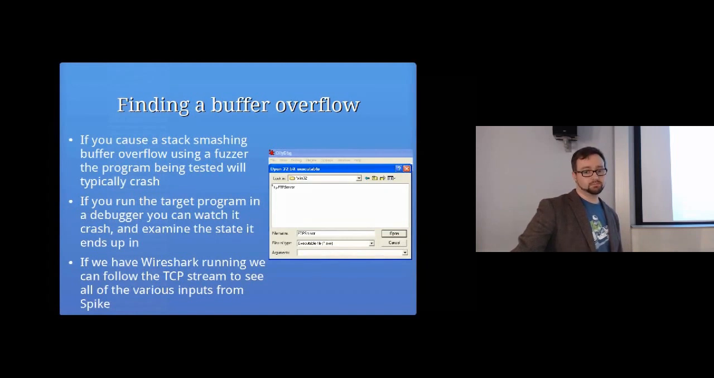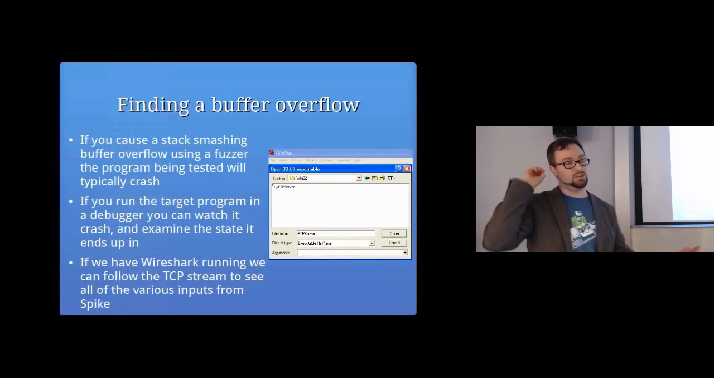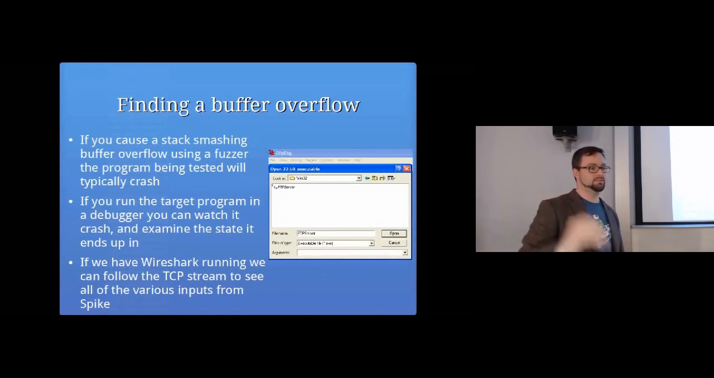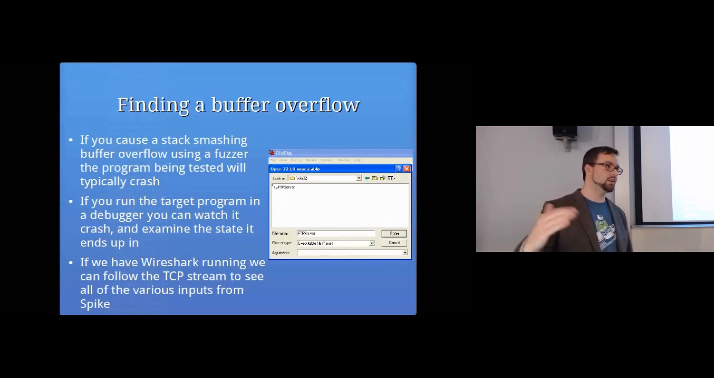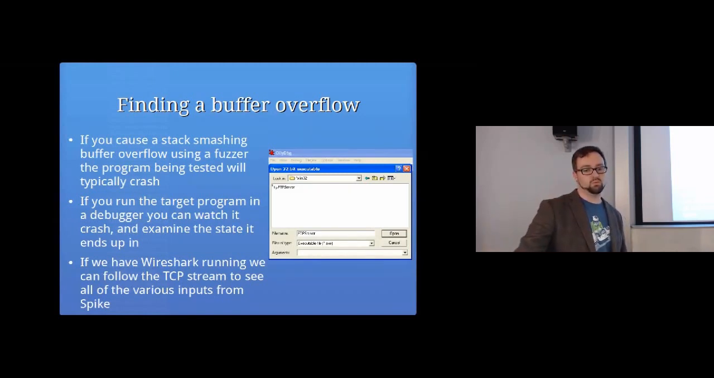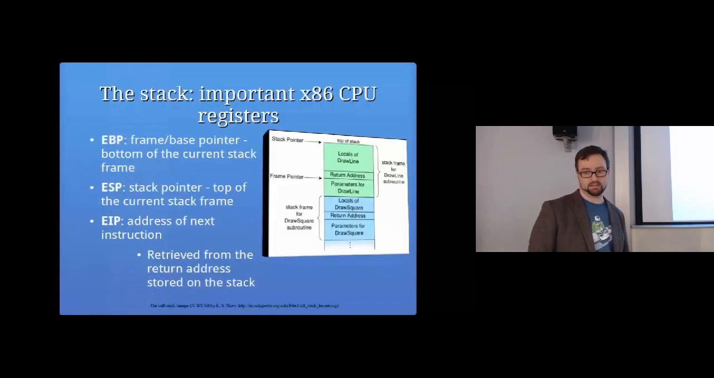If you then run that program in a debugger and do it again, you can look at the log file to figure out what the fuzzer actually sent that caused the crash. Sometimes the easiest way to do that, if you're doing TCP, is to look back at Wireshark. What was the last thing it sent before the program crashed? You then feed that through to the program, and in the debugger, you can look at the state the program ended up in and see what happened.